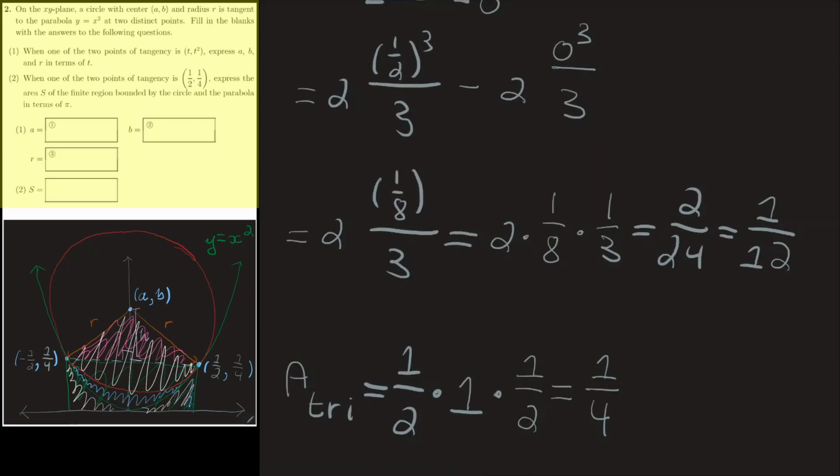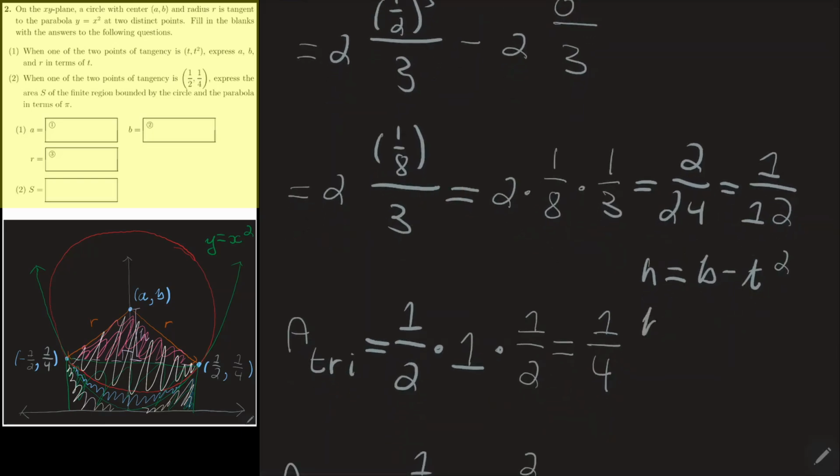So next is the area of the triangle. Of course the area of a triangle is just 1 over 2 times the base times the height. We know that the base has a length of 1 since it goes from negative 1 over 2 to 1 over 2. We know that the height is h, and we know from before that the height is equal to b minus t squared. And we also know from the last question that b is equal to 1 over 2 plus t squared.